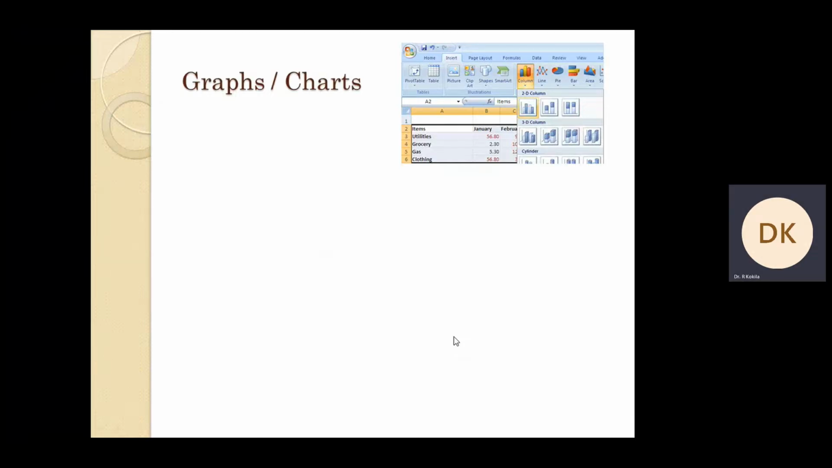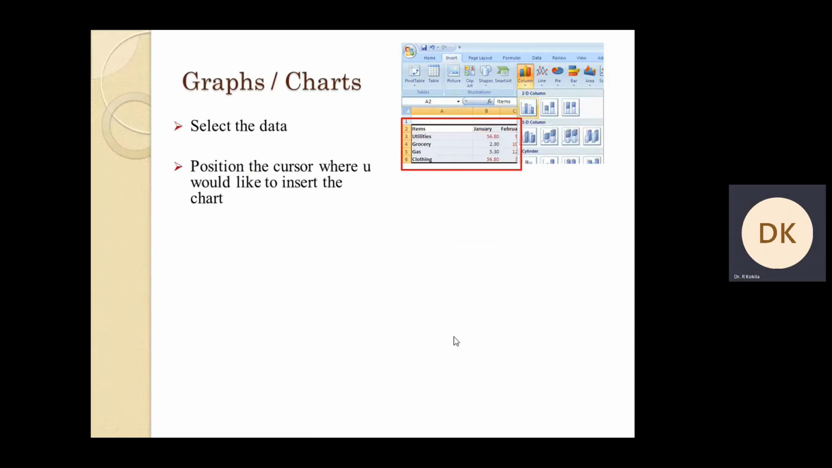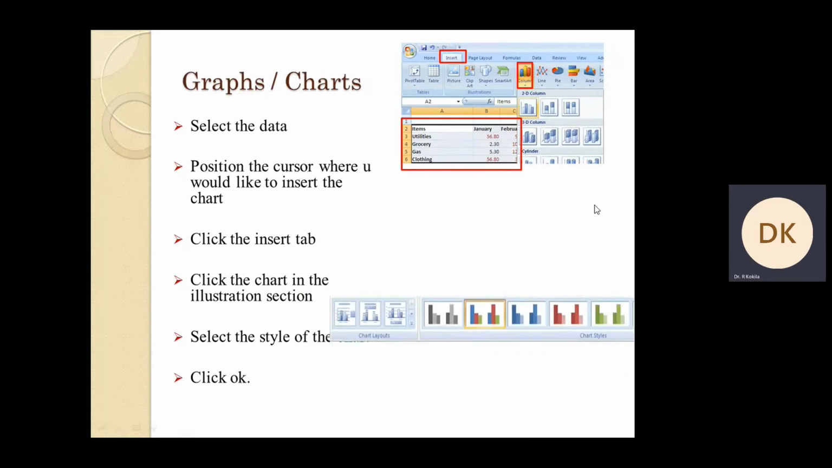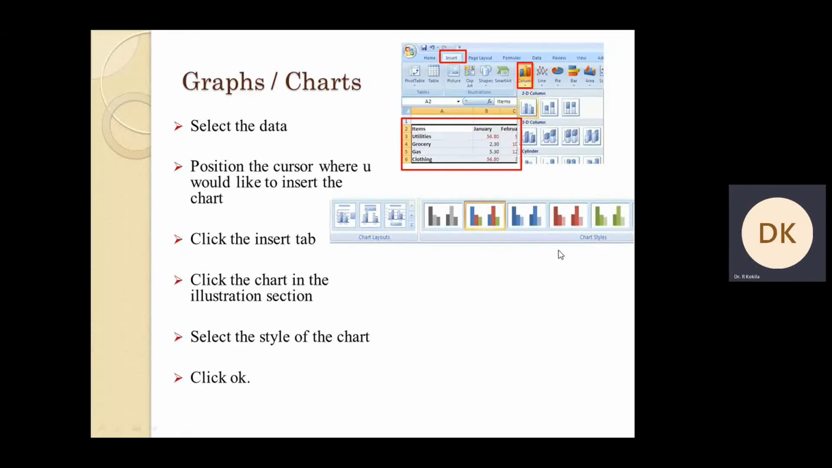Steps for applying the chart. First step is you have to select the data. Next, wherever you want, you place the cursor. You go for the insert tab. There you will be able to find the different types of charts: column chart, line, pie, bar, area. Here we have selected a column. When you click that, automatically so many lists will be available. In that you can select any one of the styles and then give OK. Automatically for that particular data, the chart will be displayed.